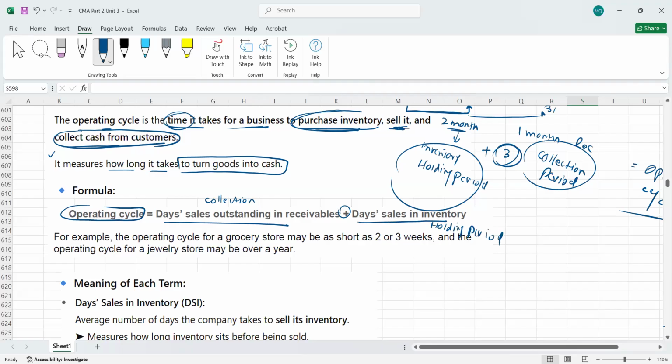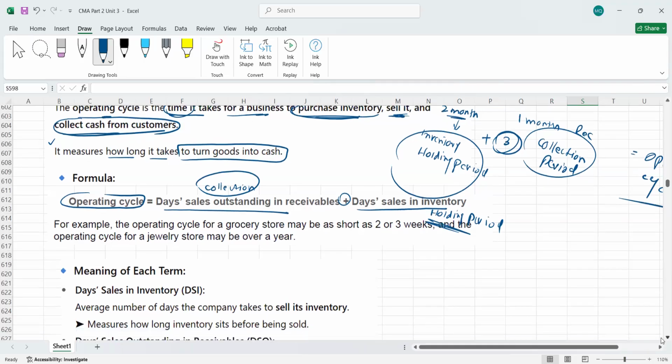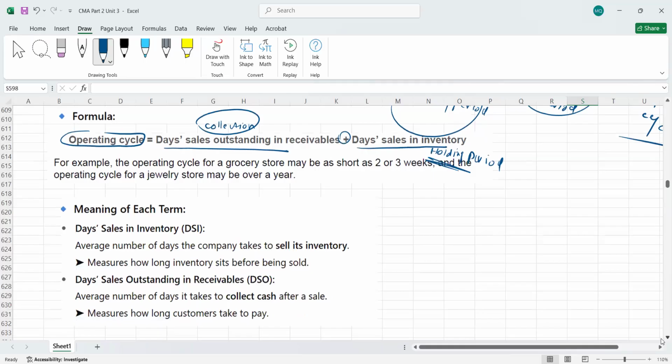If you add these two things, collection period plus inventory holding period, this is your operating cycle. And now, guys, please remember that for a grocery store, the operating cycle could be as short as maybe 2 or 3 weeks. For the grocery, from the purchase of inventory till the collection of cash from the customers, it might be 2 or 3 days or 2 or 3 weeks.